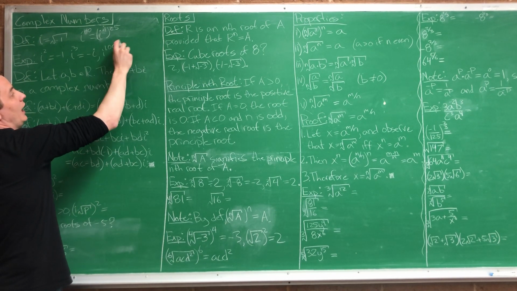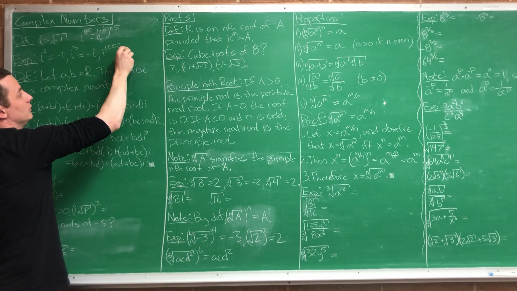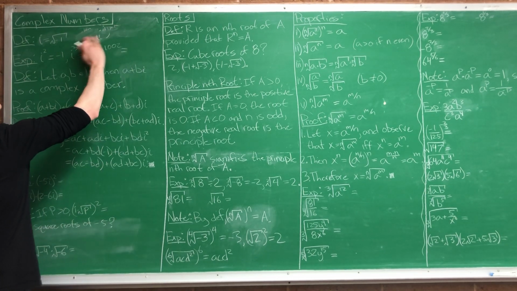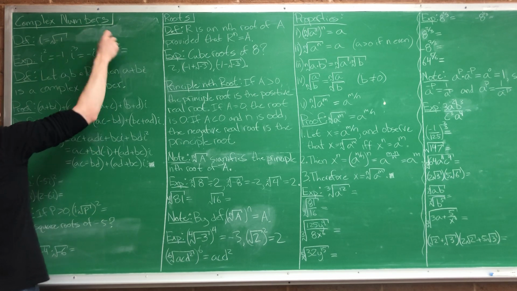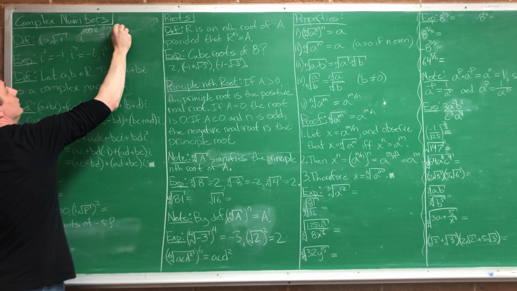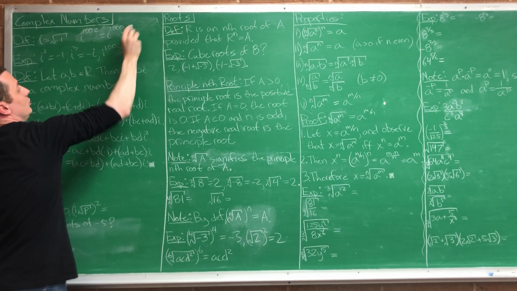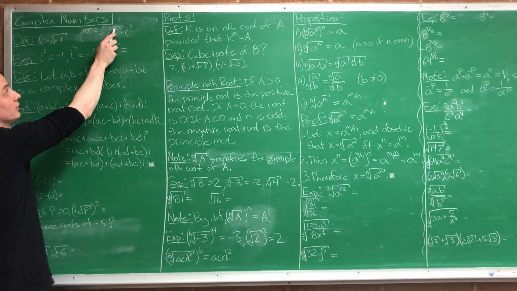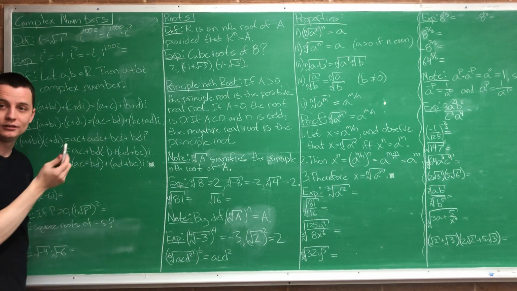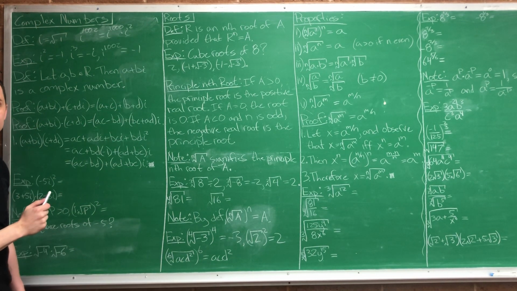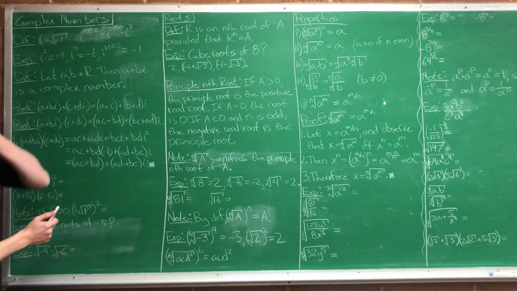Alright, so let's try another one. What's i to the 1002? Negative 1. How are we doing that one? With the 2. Well, i to the 1002 is equal to i to the 1000 times i to the 2, right? And i to the 1000 is 1, because 1000 is a multiple of 4. i to the 2 is negative 1. 1 times negative 1 is negative 1. Good?